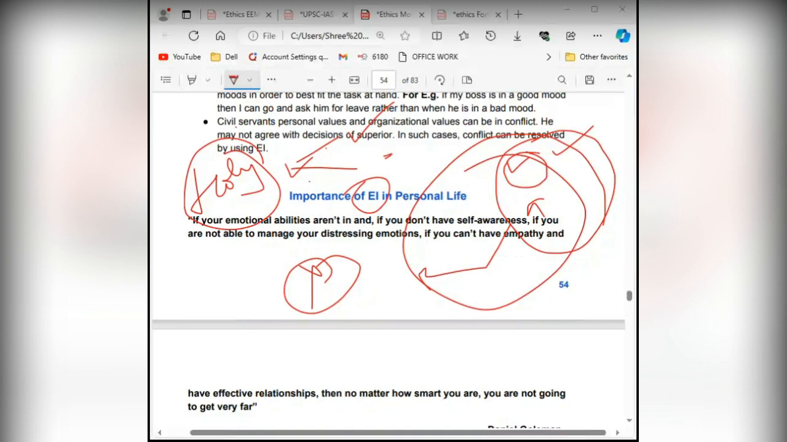Anyone else want to give any example? Sneha, Aman, Ananya, Nikita? Ma'am, I want to give an example. Yeah, please go ahead, Aman.